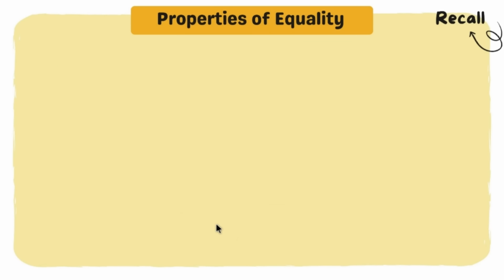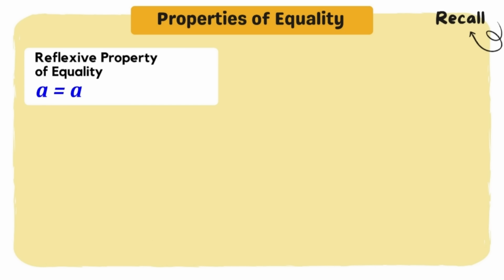Alright? Now, let's have the properties of equality because this is also very important. Okay, pag nagsusolve na po tayo ng equation, magagamit po natin ang mga ito. So, remember, we have the first one. We have the reflexive property of equality which states that A is equal to A. Ibig sabihin, just like in a mirror, if you face the mirror, you will see your own reflection. Okay, yun po ang ibig sabihin ng reflexive property of equality.